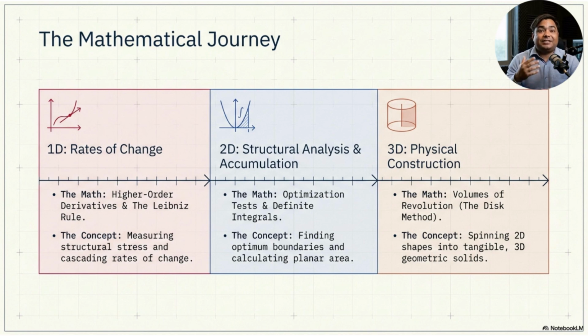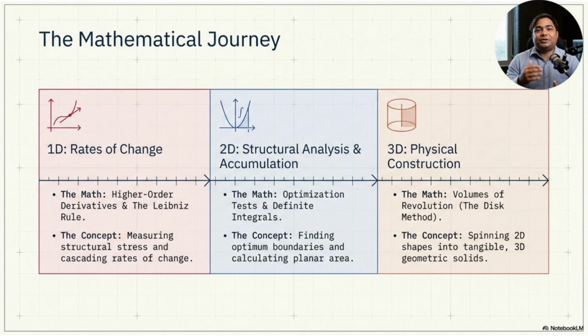The third part is three-dimensional physical construction. Here, we use volumes of revolution, especially the disk method. This means we rotate a two-dimensional curve around an axis and create a three-dimensional object. For example, if we rotate a semicircle, we can create a sphere. If we rotate a line segment or a curve, we may create a cone, a truncated cone, or another solid.